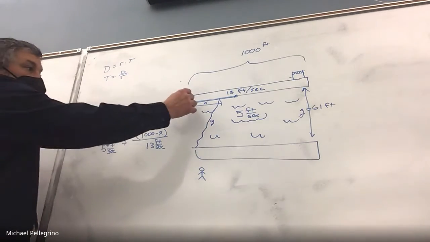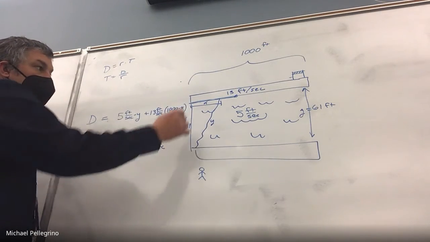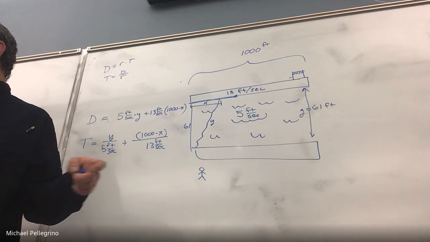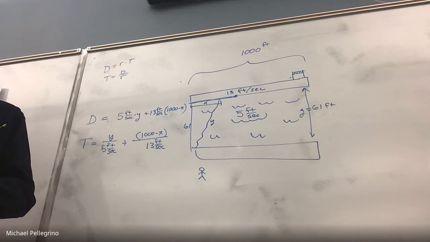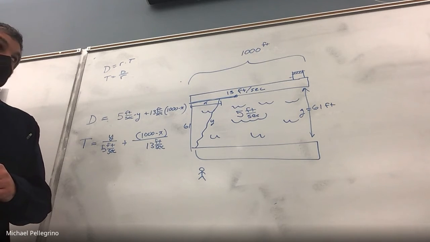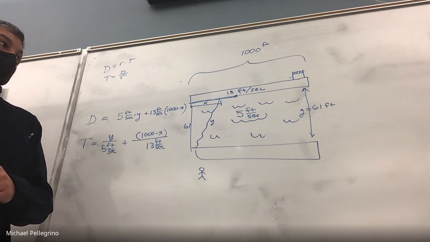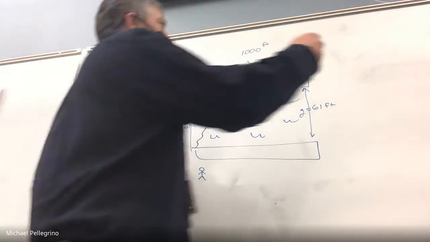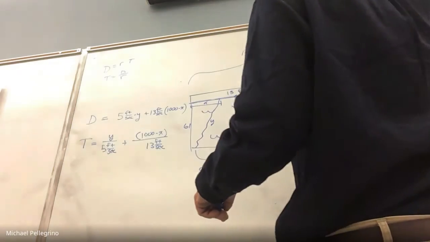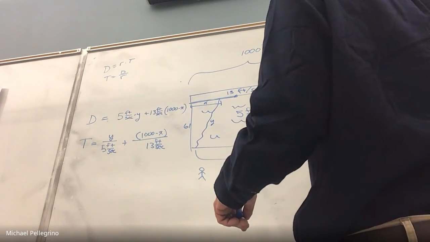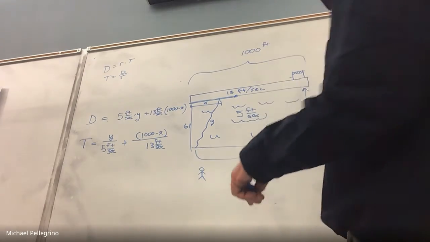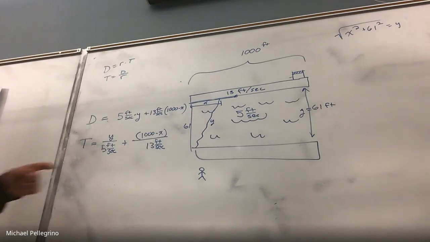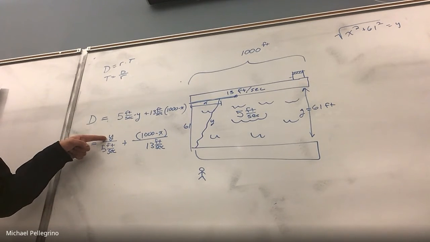Well, okay, so this is 61, right? So how can we write y in terms of one of the other variables? Let's do it this way. X squared plus 61 squared equals y squared. Is that what you were saying? Yeah. Okay. So we actually have this in terms of x.